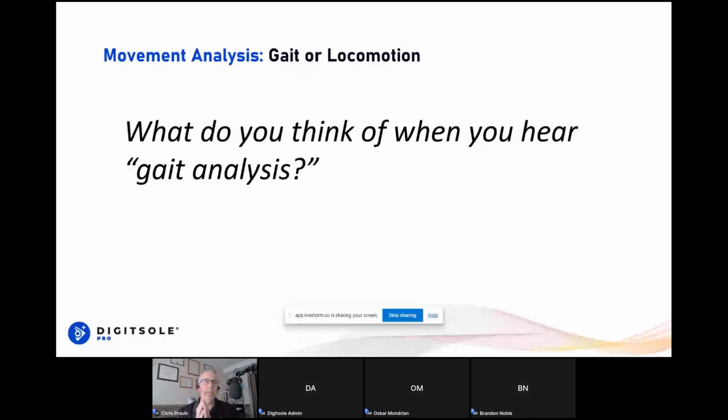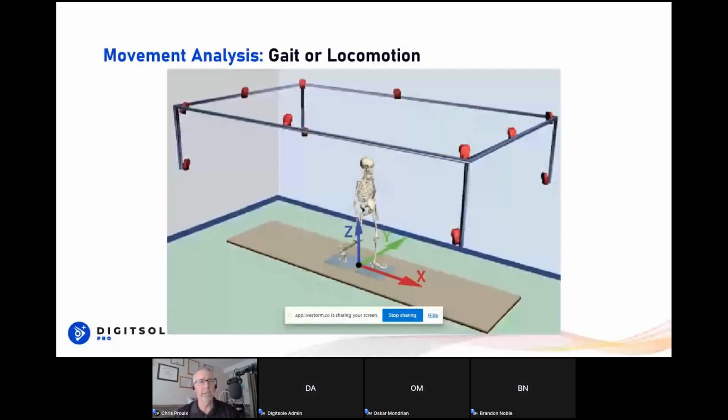And when clinicians are asked, what do you think when you hear of gait analysis? The answer usually is it's something very technologically driven. It's something that they may have seen in school. Or on the flip side, it's something where I just watch somebody, maybe I use a camera, and it's more of a qualitative assessment. And there's nothing wrong with that. Studies have shown that qualitative assessment does provide us some good information.